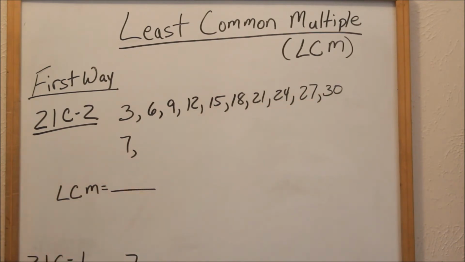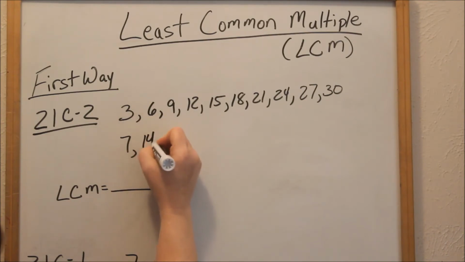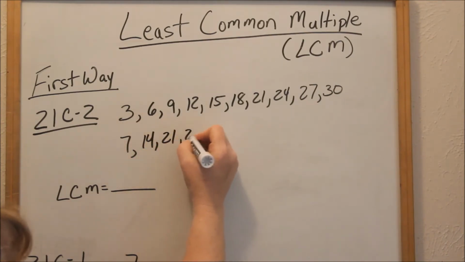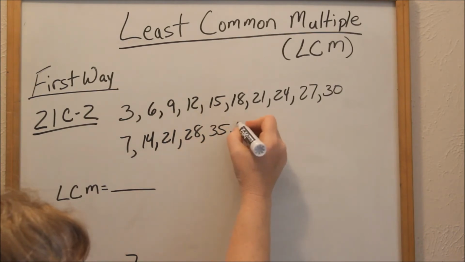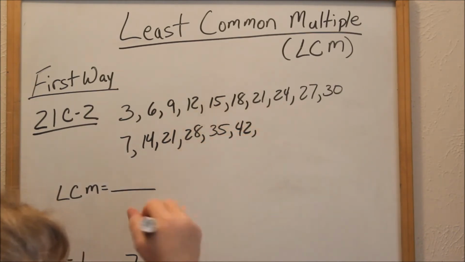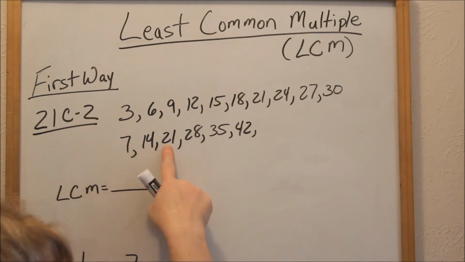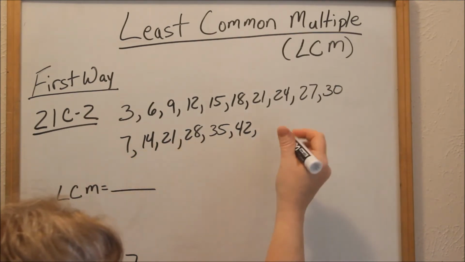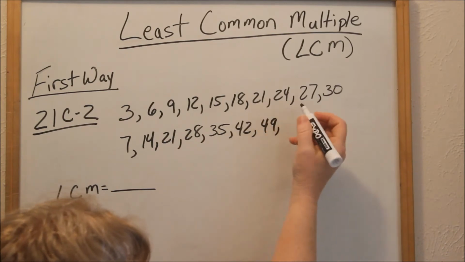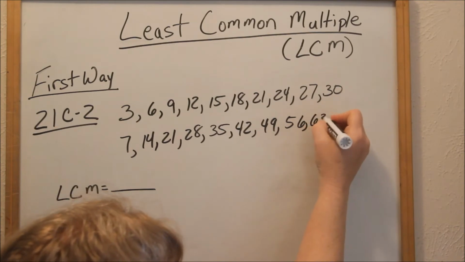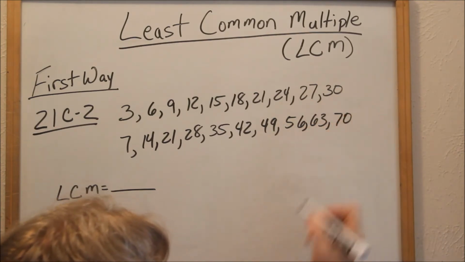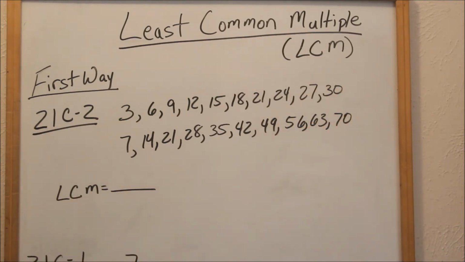Now let's skip count by sevens up to where you've got 10 numbers. So 7, 14, 21, 28, 35, 42, and if you look, this is 7 times 2, 7 times 3, 7 times 4, and so forth, 7 times 5. So that'd be 49, 56, 63, 70. Okay, then what the book is wanting you to do is circle the numbers that they have in common.